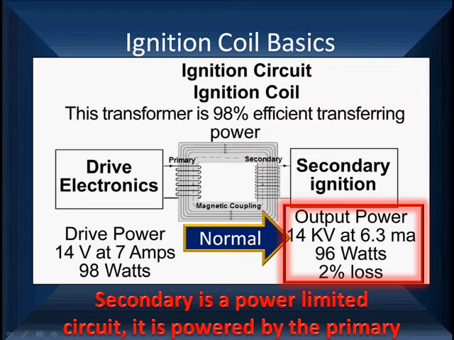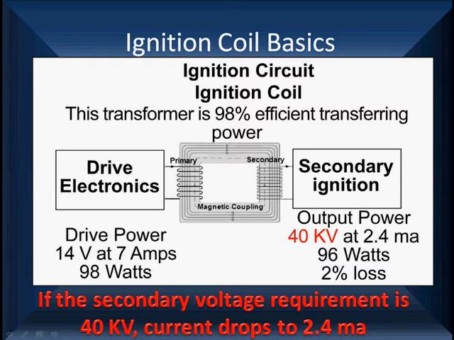Now that's an important thing to understand, because the secondary is a power limited circuit. It is powered by the primary. If something goes wrong, it's a problem. The voltage in the secondary also controls current flow, because if we have resistance in the secondary where the voltage requirement is way high, like 40 kV, we're still power limited and current will drop to 2.4 milliamps. That's what we mean by a power limited circuit. As the voltage increases, we have less current flow. We have a weak spark.